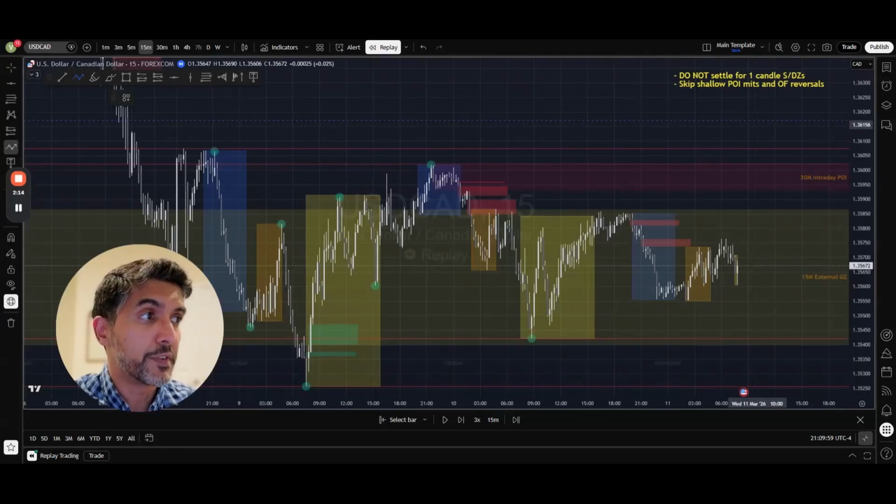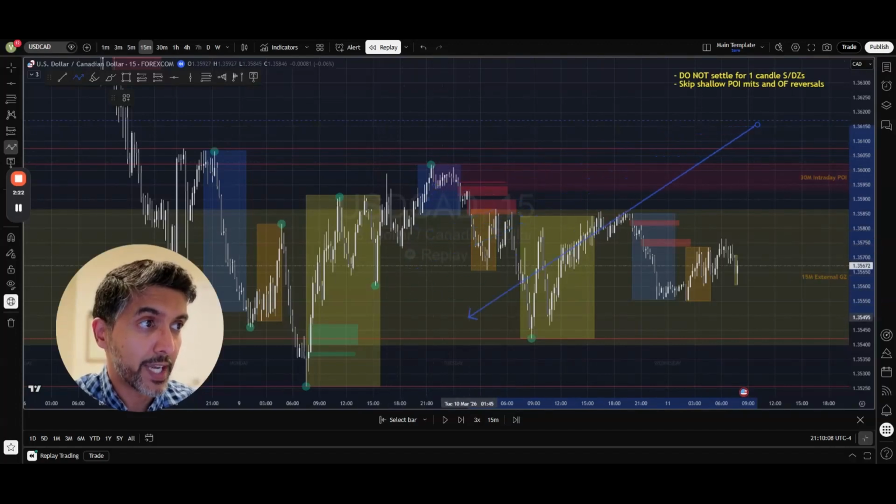So as always, we'll start on the 15-minute chart. We are bearish internal order flow. We have a swing high and a broken structure by taking out this low and pulling back from there. So our swing high and our swing low.